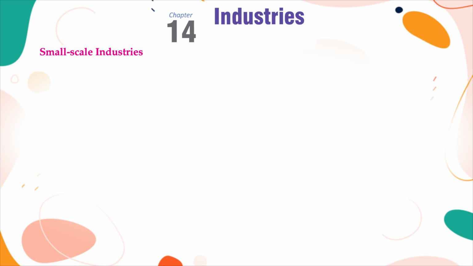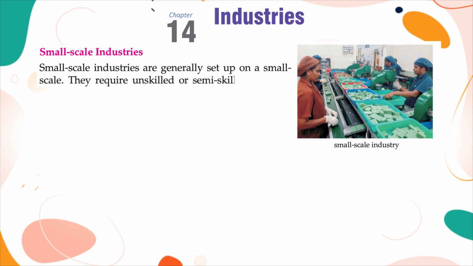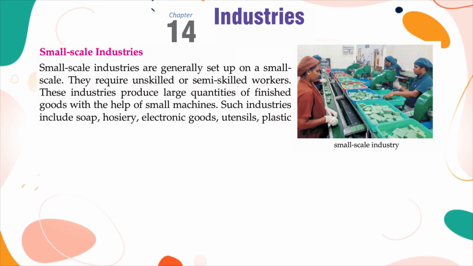Small-scale industries. Small-scale industries are generally set up on a small scale. They require unskilled or semi-skilled workers. These industries produce large quantities of finished goods with the help of small machines. Such industries include soap, hosiery, electronic goods, utensils, plastic goods, etc.